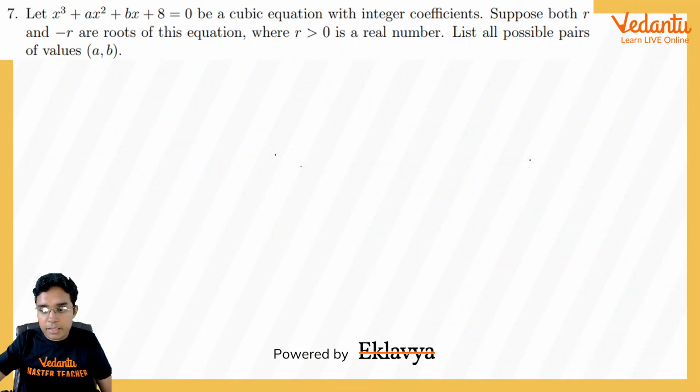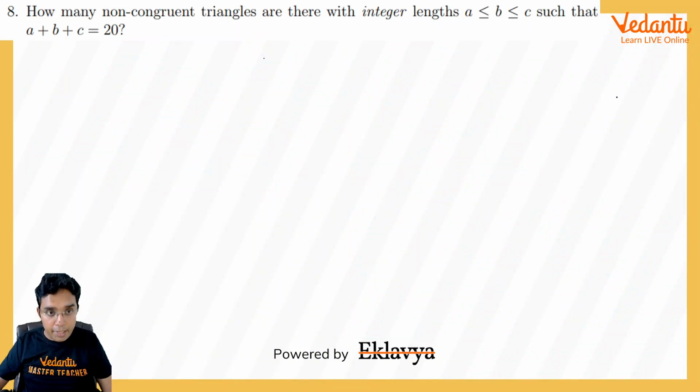Coming to the next question, that is question number 8, which is asking how many non-congruent triangles are there with integer lengths a less than or equal to b, less than or equal to c, such that a plus b plus c is equal to 20.